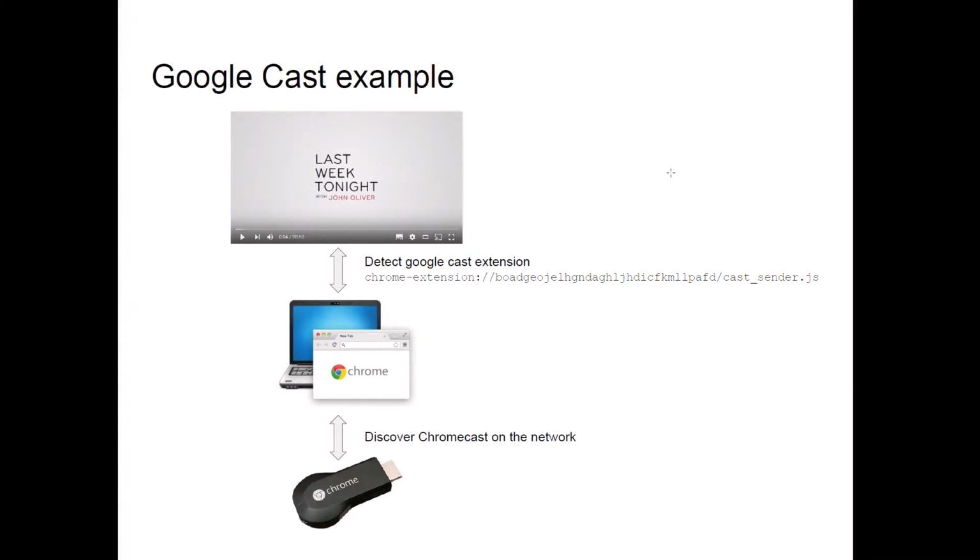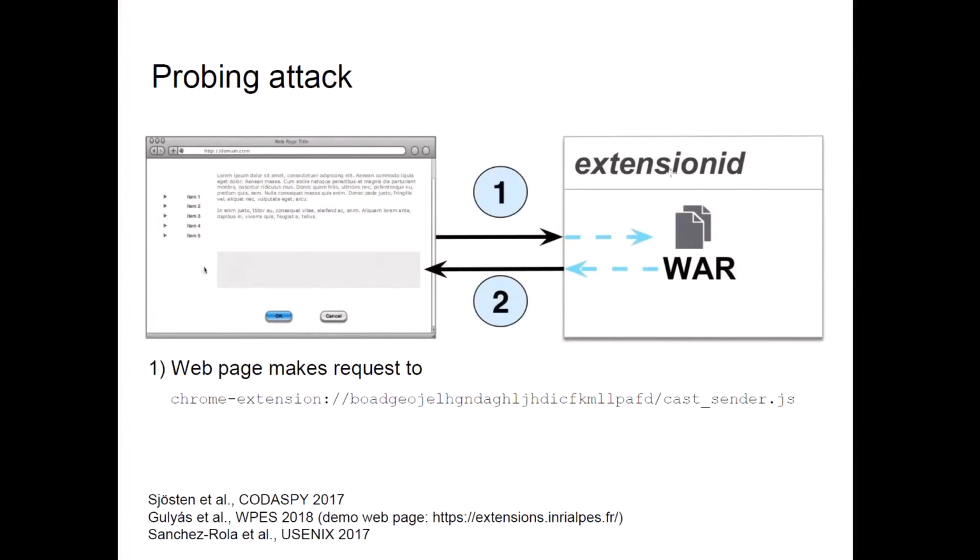And then the extension can discover your Chromecast on the same network, and you have a nice, seamless communication from the web page, potentially, to your Google Cast. And note that between the slashes is something that just looks like gibberish, and that's the extension ID. For Chrome, that one is fixed, which means that we can always make a request to a known resource for an extension from the web page. And if that extension is installed, we will get a resource back, which means that we can probe every single extension that has a web accessible resource.